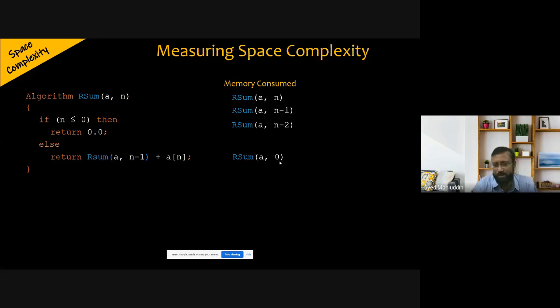So how many times is it called actually? From n till 0, it is called n plus 1 times. So from n till the base condition 0, the number of recursions that will happen will be n plus 1 times.